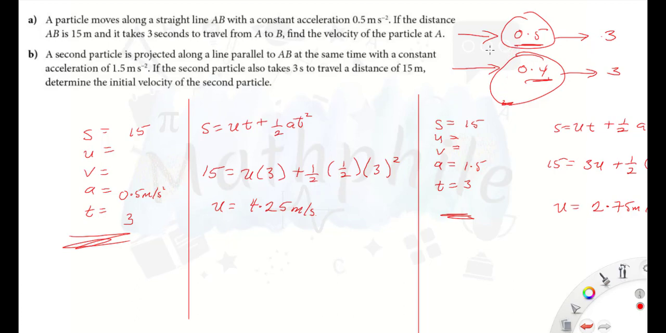If the speeds are actually the same, let's say the initial velocity is the same as the first one, let's say they are all traveling with, let's say, 2 meters per second.